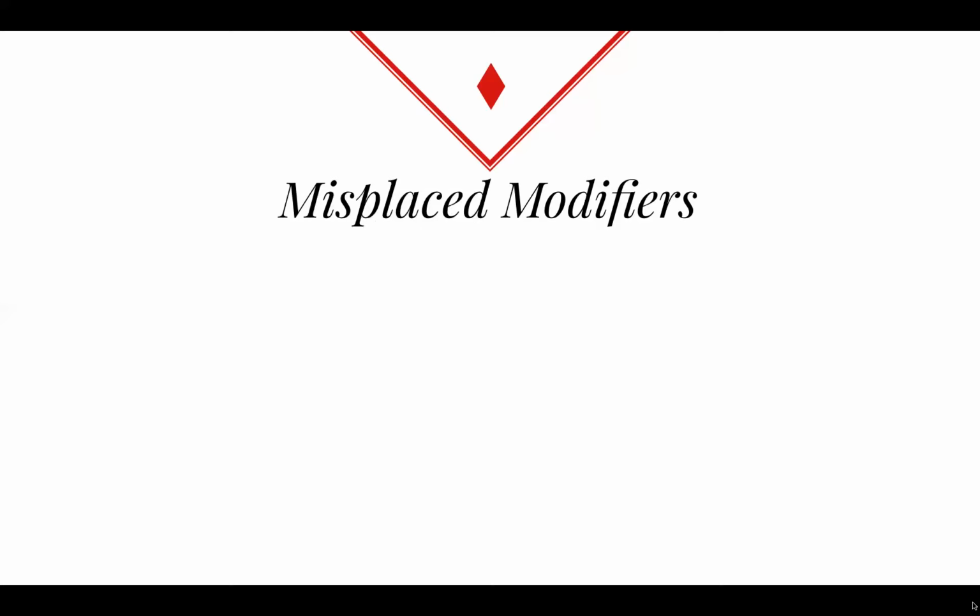Misplaced modifiers. Similar to a dangling modifier, a misplaced modifier occurs when it is unclear what word or words the modifier is referencing. Most misplaced modifiers can be corrected by placing the modifying phrase next to the subject it refers to. Here are some examples.